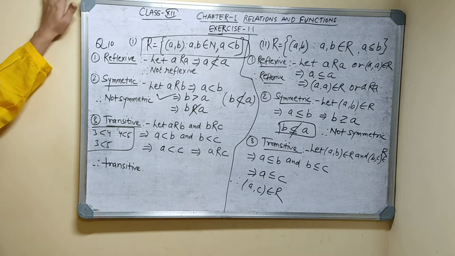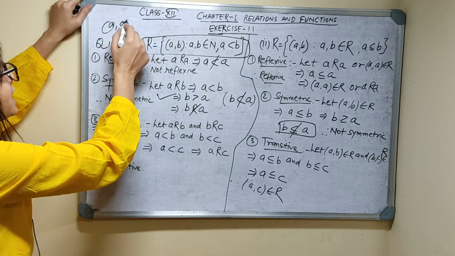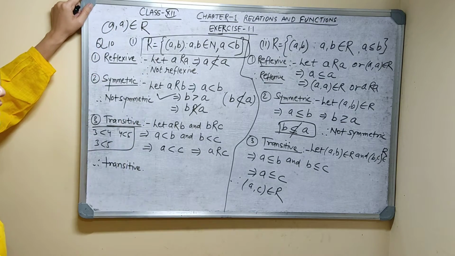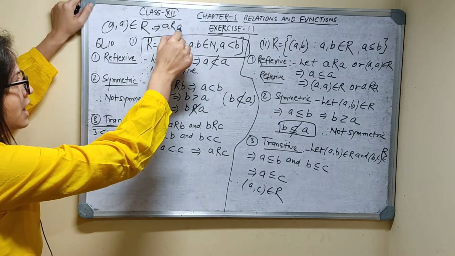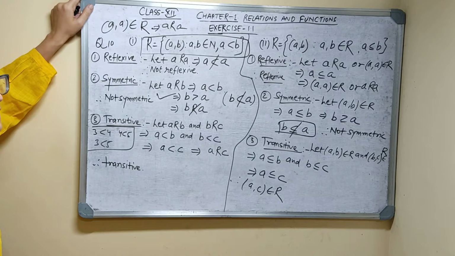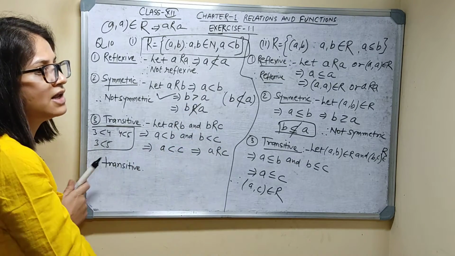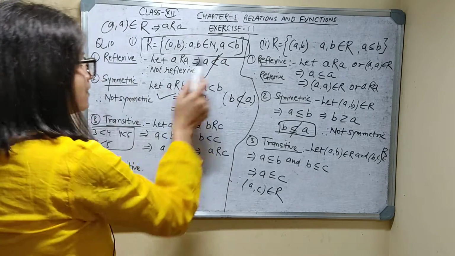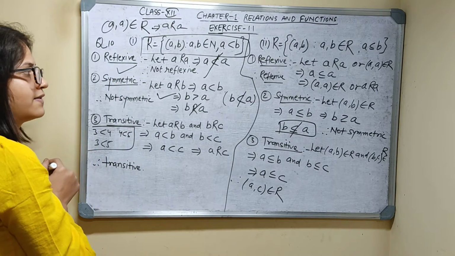So for reflexive, let's start from a related to a, or you can say the ordered pair (a, a) belongs to the relation. So what is the relation? a is less than b. So I will write a is less than a. How can a be less than a? It is not possible. a is not less than a, a is equal to a. So this condition doesn't satisfy, so it is not a reflexive relation.